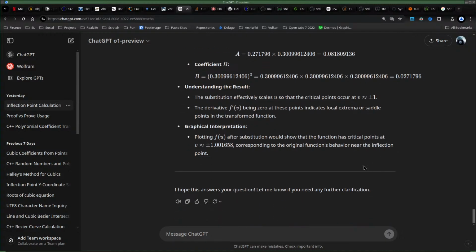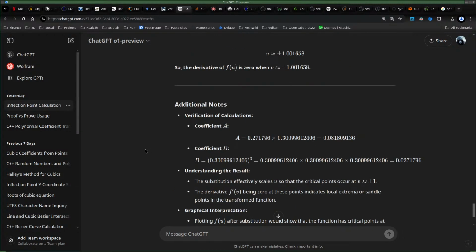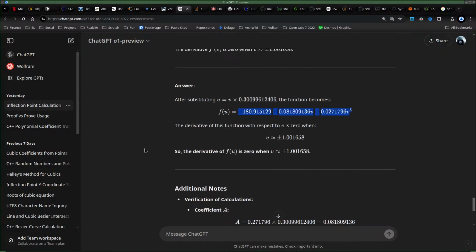This is so bad. I mean, if the thing had a tiny little bit of intelligence, then it would have understood the whole point of this substitution is to bring these points to plus or minus 1. And then it should have been like, oh my god, it's not plus or minus 1. So where did I make a mistake? But no, it doesn't get it at all.